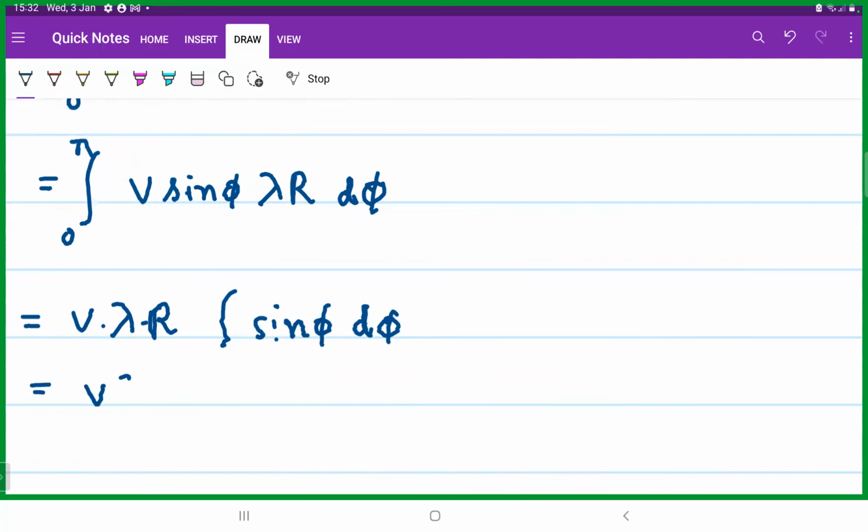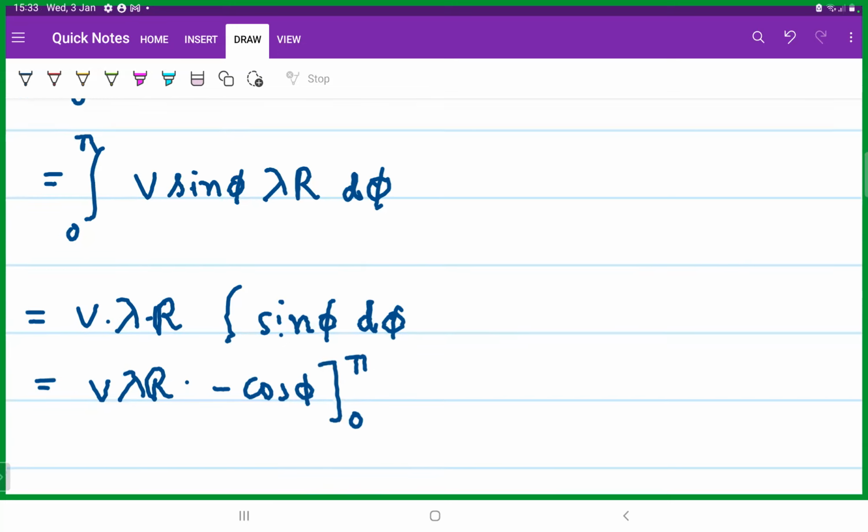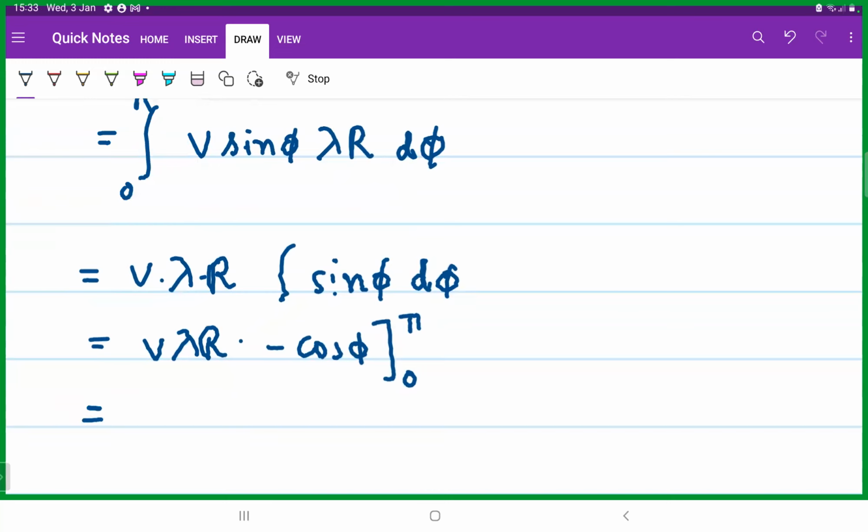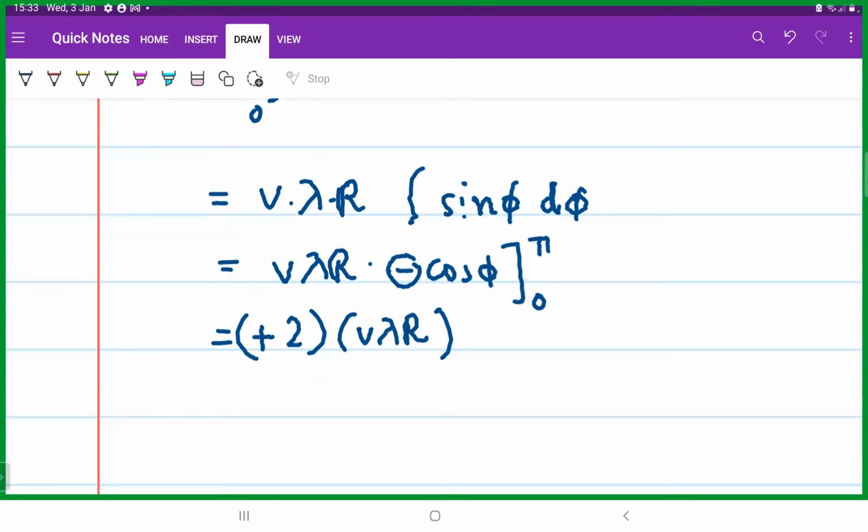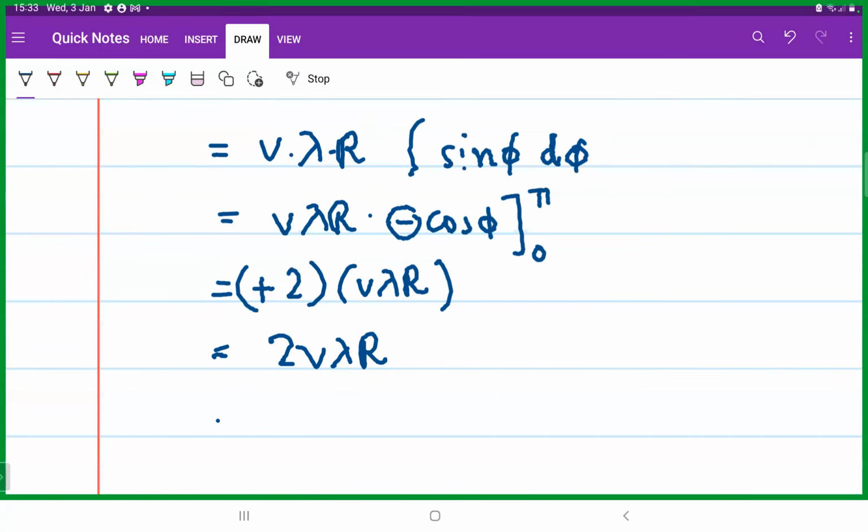So v lambda r, the integration of sine phi is minus cos phi, from 0 to pi. Now when we put these limits, we will find that the value of cos phi will be equal to minus 2. So it will basically be minus 2 v lambda r, and again there's a minus sign over here, so minus and minus will get cancelled. So this is the value of linear momentum in the x-axis, which will be equal to 2.54.